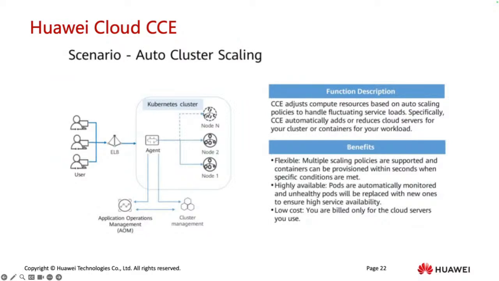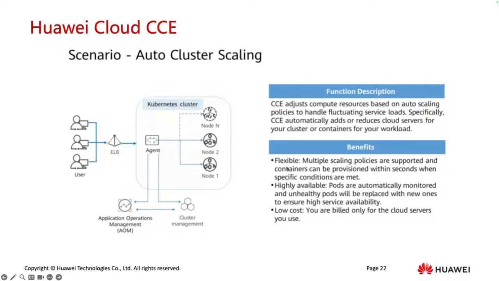And let's look at the scenario here. So I told you that CCE automatically adjusts the compute resources in your Kubernetes cluster based on the service load. So this means that when your application experiences a spike in usage, CCE can automatically add more cloud servers or nodes to handle the increased demand. Conversely, when the load decreases, CCE can reduce the number of servers, ensuring that you're only using and paying for the resources you need.